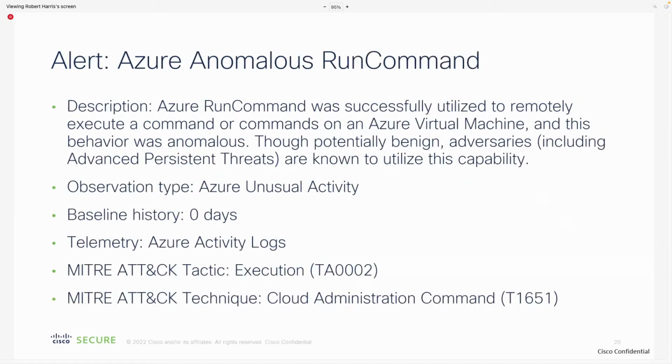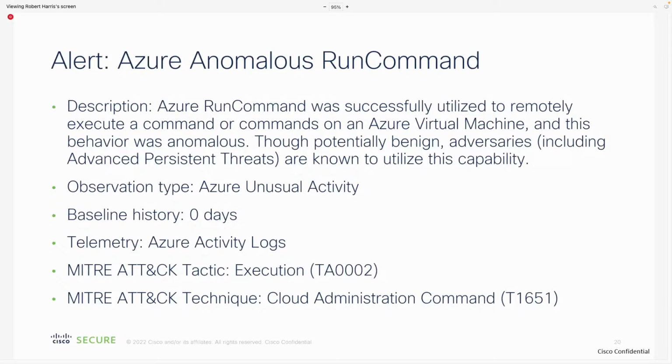So let's take a look. Yes, sir. Let's take a look at our new Azure alert here, and it is titled Azure Anomalous Run Command. Run command is a functionality in Azure that lets you basically execute commands or scripts inside of a virtual machine that you have hosted in Azure. And what we do is we have a look back on this, where we go back and look at those run commands and see if they're determined to be anomalous or not. So is this something that's new that we've never seen before?